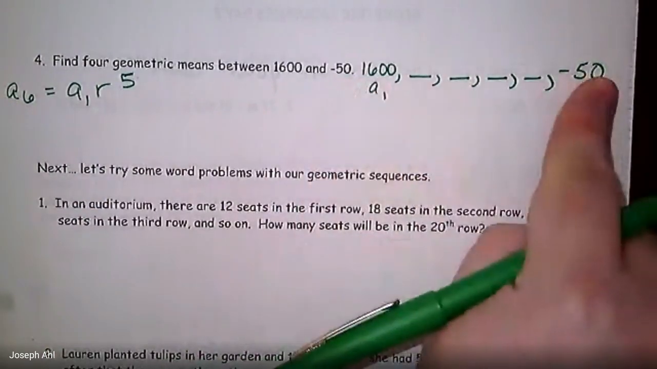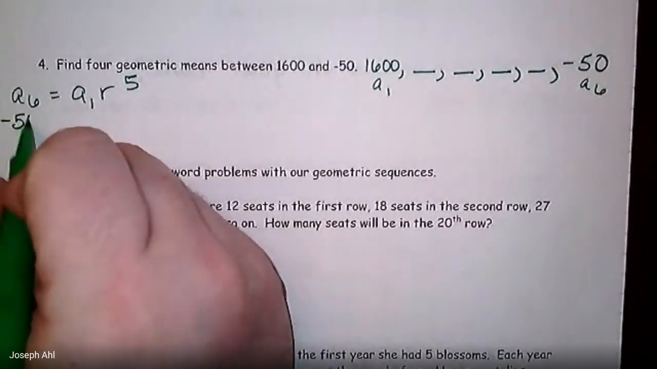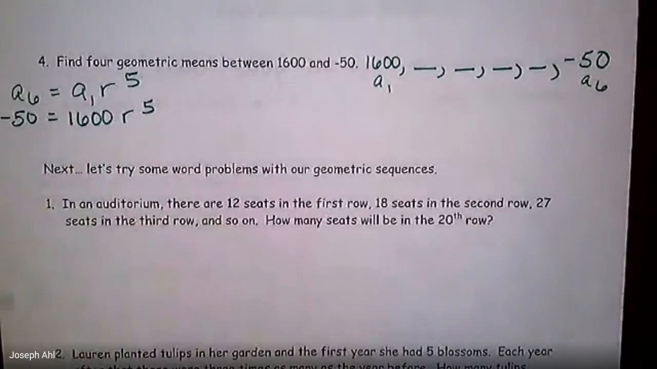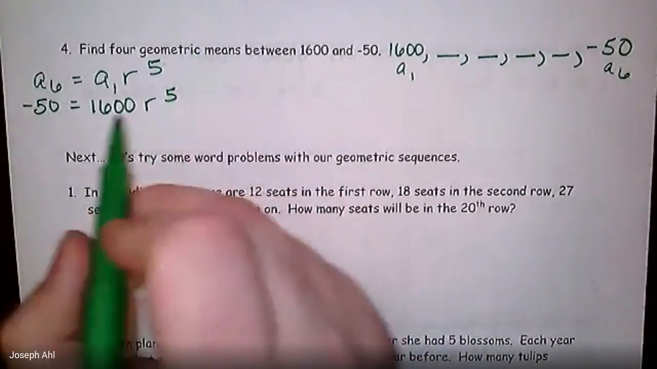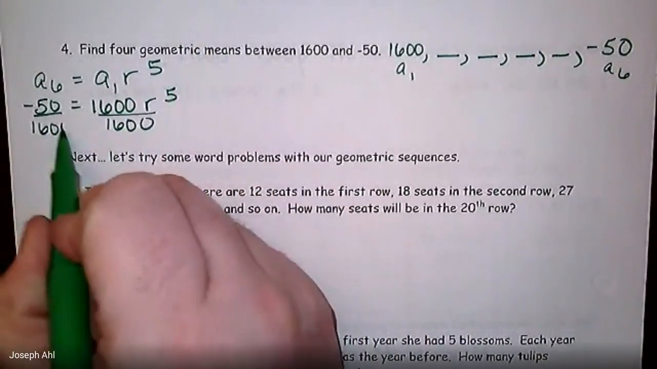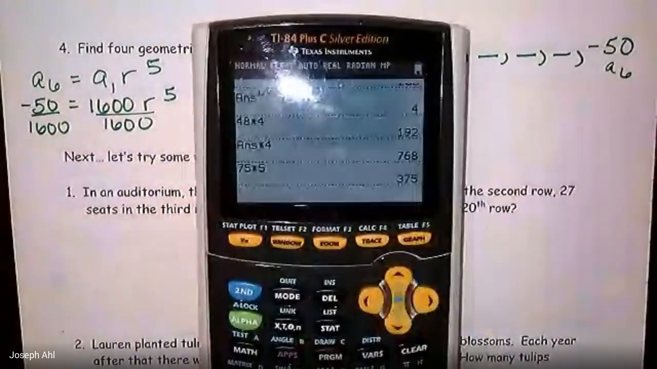But if you look at what we've set up, the first number, A1, is 1600, but A6 is -50. So you do have to be really cautious about how you set up your initial equation here. It should say that -50 equals 1600 R to the 5th, which means that you're going to have to divide both sides by 1600.